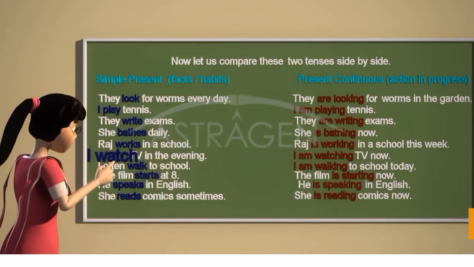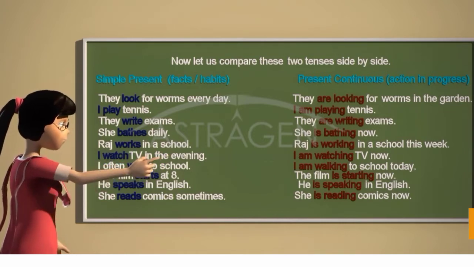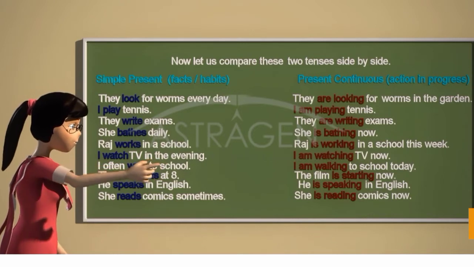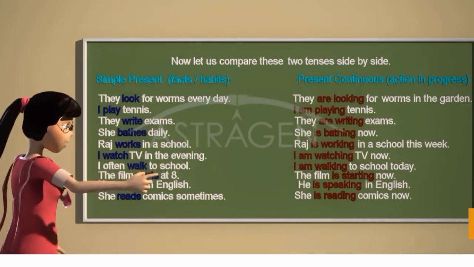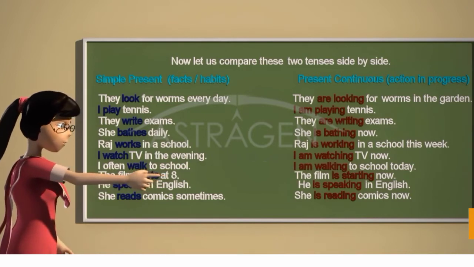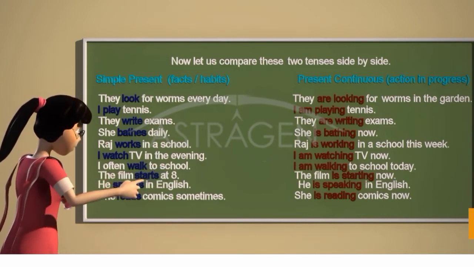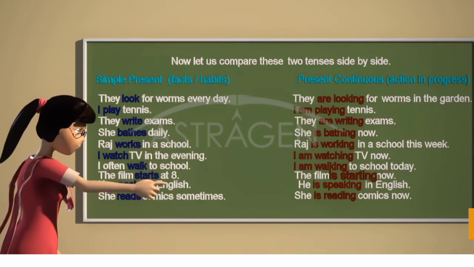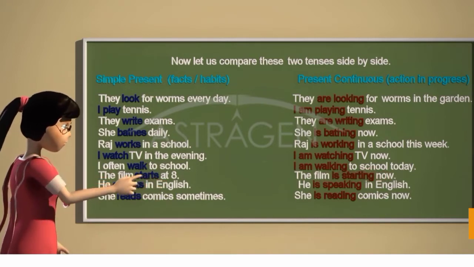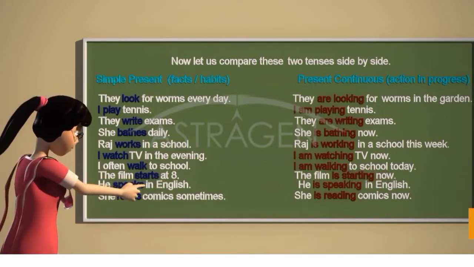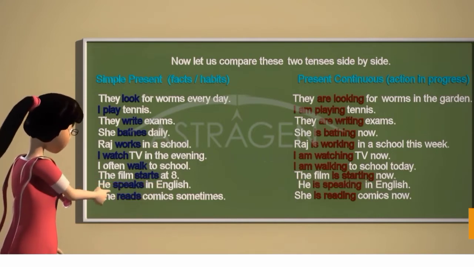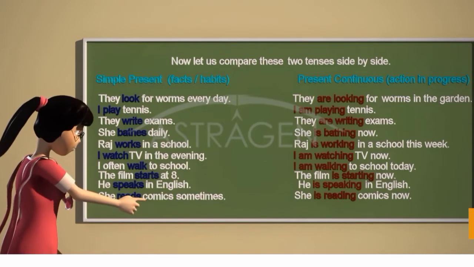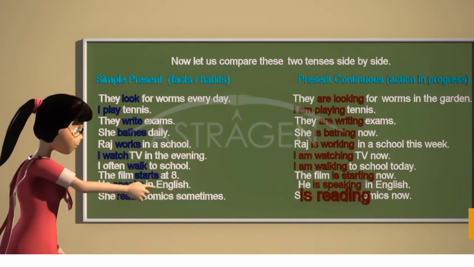I watch TV in the evening. I am watching TV now. I often walk to school. I am walking to school today. The film starts at 8. The film is starting now. He speaks in English. He is speaking in English. She reads comics sometimes. She is reading comics now.